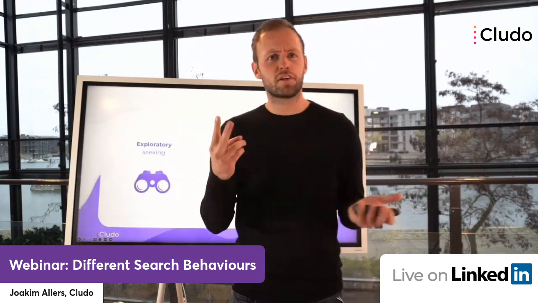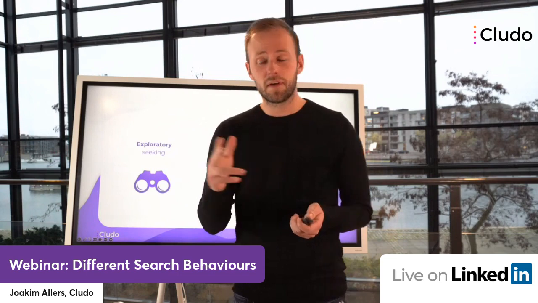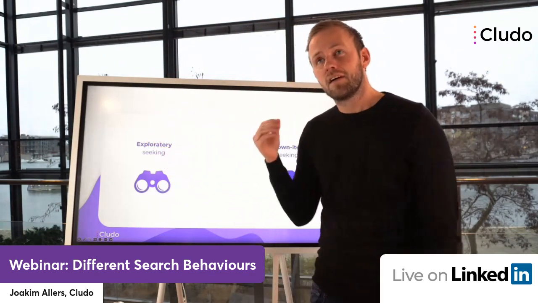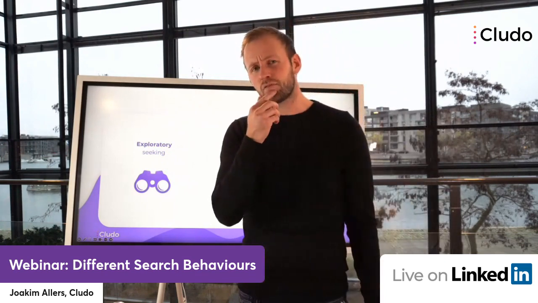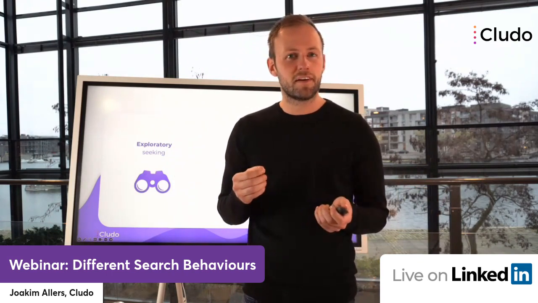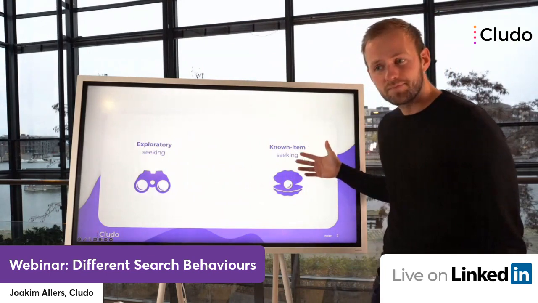And which are these two that I'm talking about? And you might wonder, which one are you? The first one is the exploratory seeking behavior. This is when you don't really know what you're looking for and you need to search around trying to find it. And then you have the other one, which is the known item seeking.